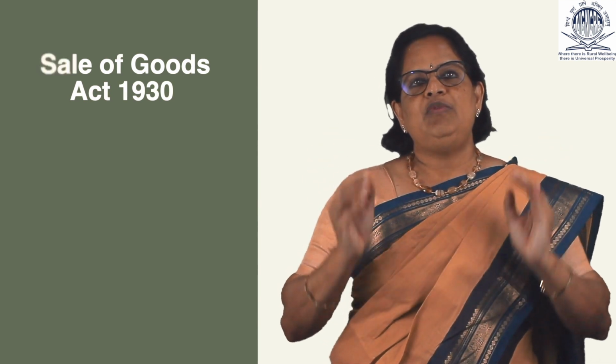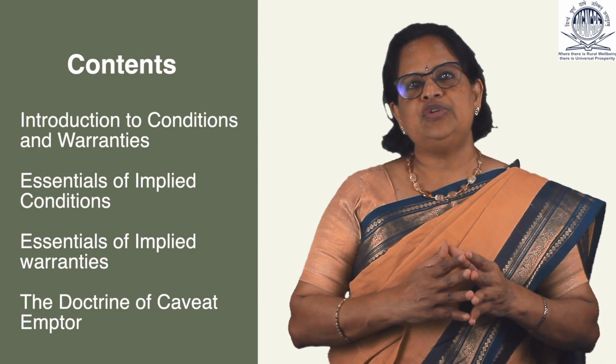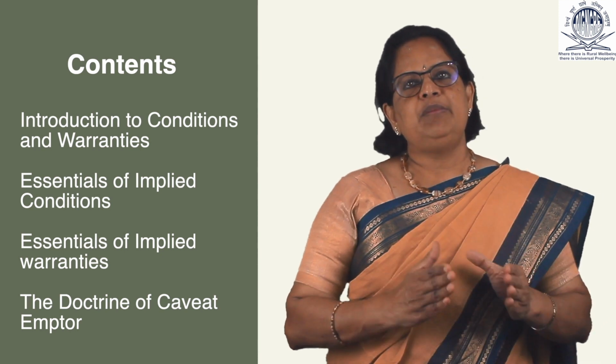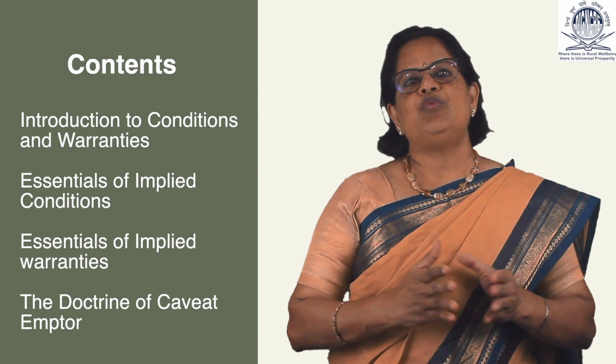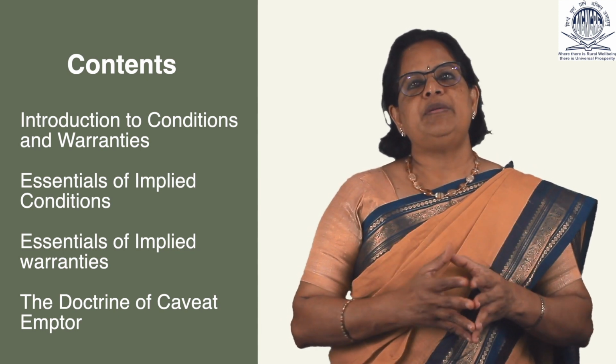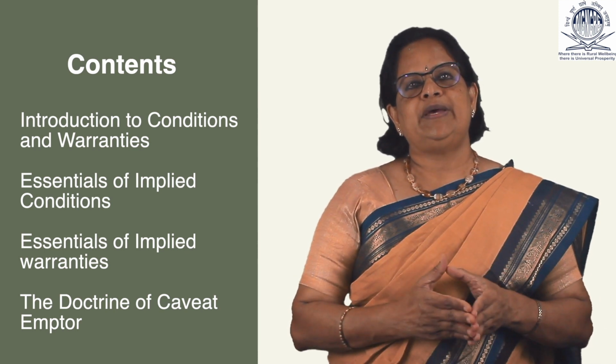This unit, that is Chapter 3, titled Sale of Goods Act 1930, will be covered in 4 modules. The first module will look at the basic features of the Sale of Goods Act 1930 and types of goods. The second module will cover conditions and warranties. The third module will cover the rights of an unpaid seller. The fourth module will cover duties of buyer.